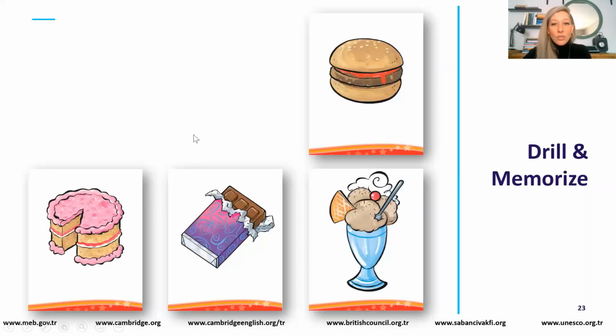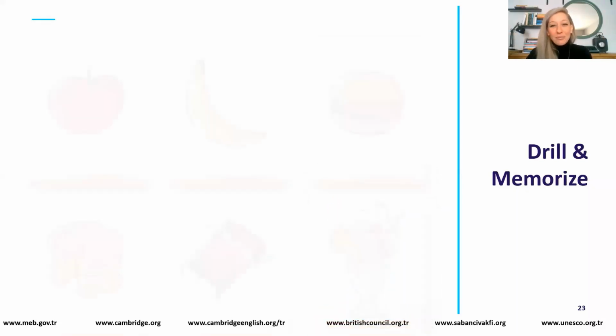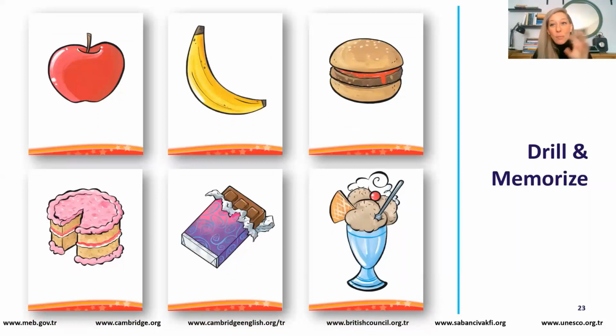Increase the challenge and make three or four flashcards disappear. Apple, banana, burger, cake, chocolate, ice cream. Do it a couple more times, and then jumble the cards. Put them in different locations. Get them to remember. This is one of the easiest and, let's say, one of the most memorable ways of teaching vocabulary. Okay, and then, as I said, jumble them.